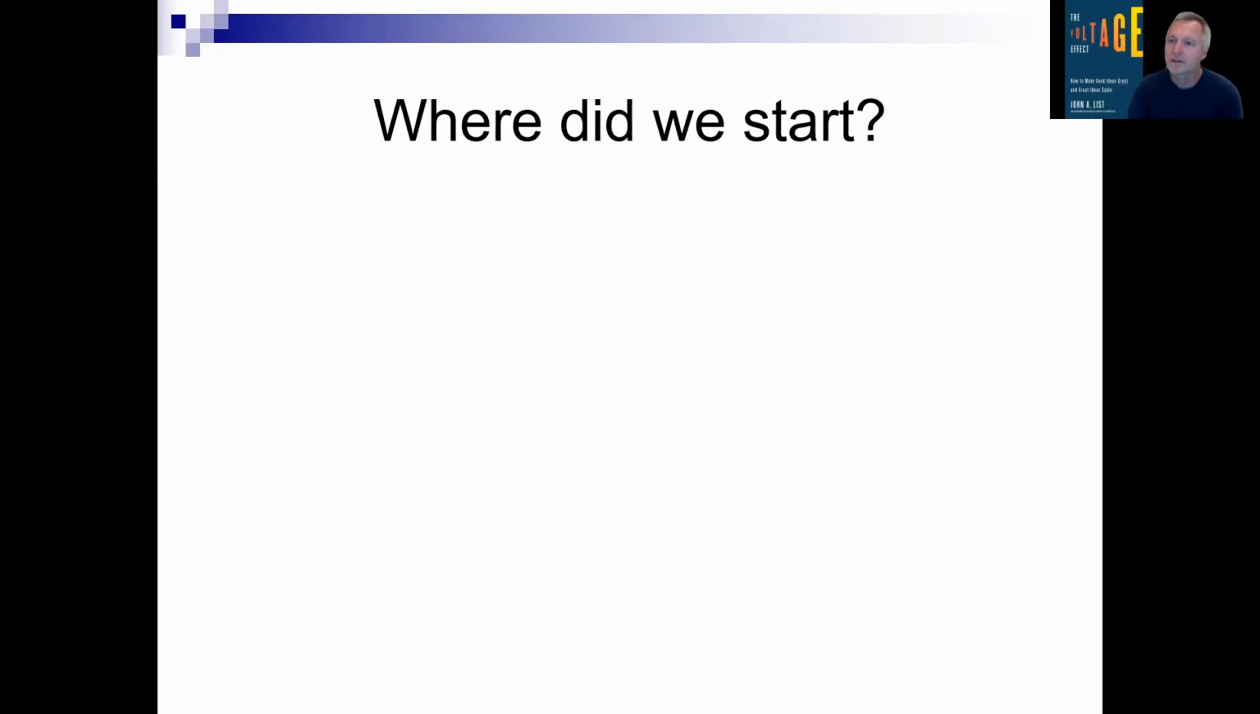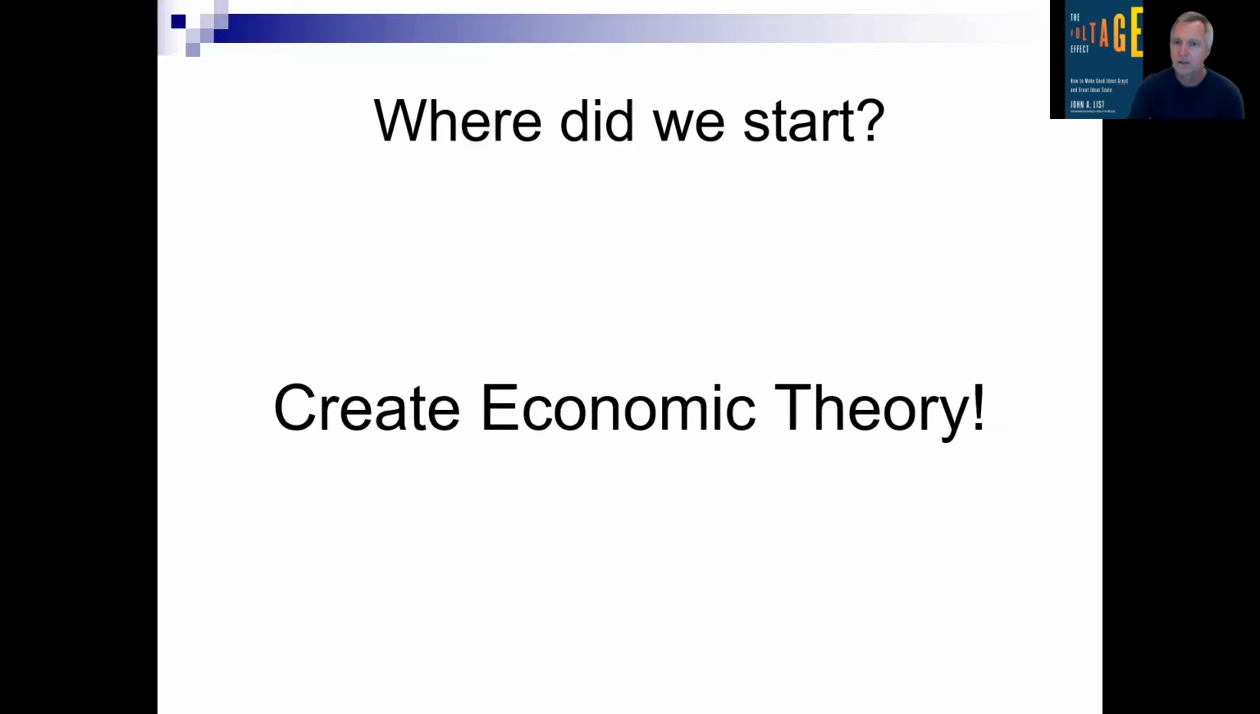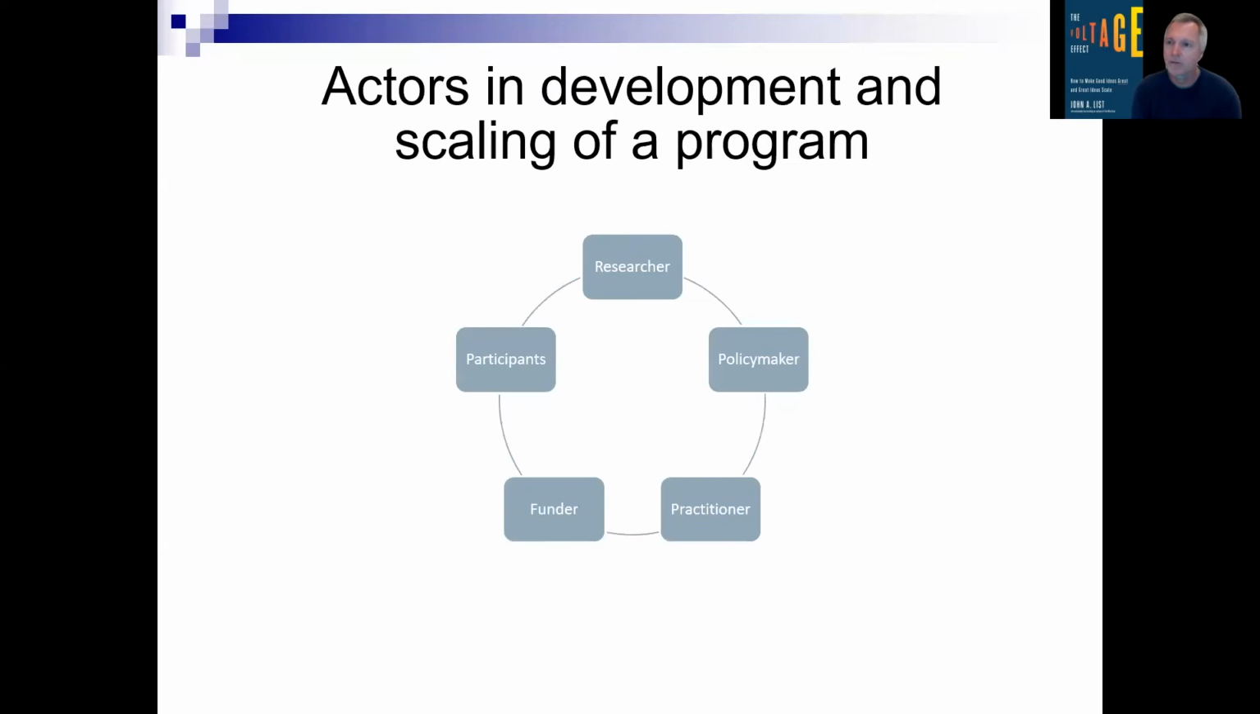Where we started is we wanted to learn about the science of using science, or what's the science of this scaling phenomenon that I'm calling the voltage effect. So as any good economist will do, you start by creating models and writing down economic theory. Now, within those models, you have to recognize who are the important actors who are part of scaling a program? So what we have in our models, we have the researcher has an objective function, we have policymaker, practitioner, funder, participants. They then engage in a game theoretic model.